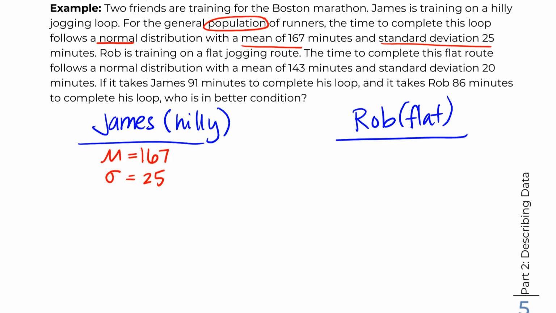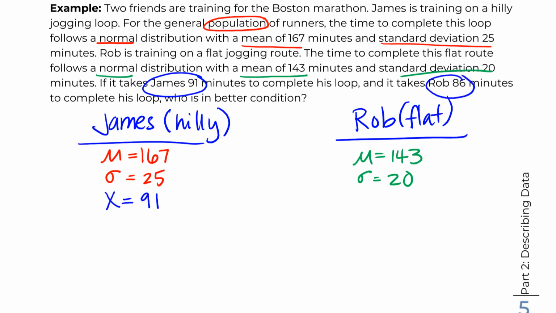Rob, on the other hand, the time to complete his route also follows a normal distribution with a mean of 143 and a standard deviation of 20. So the only thing we're missing to make our z-scores is that we would like to know how long it takes them each. So James takes 91 minutes, that's his observation, and Rob takes 86 minutes, that's his observation.